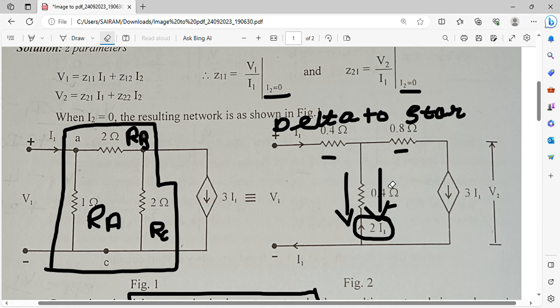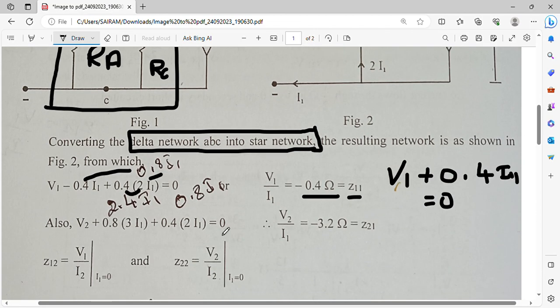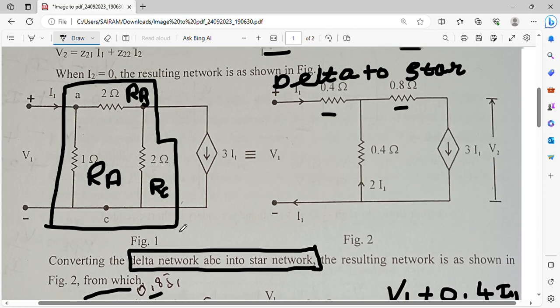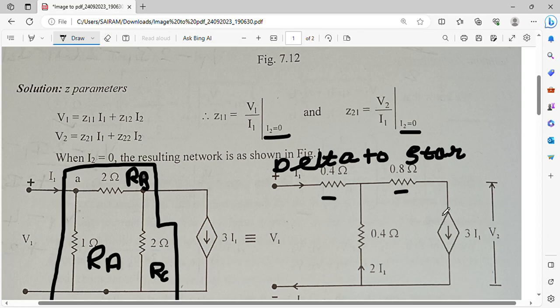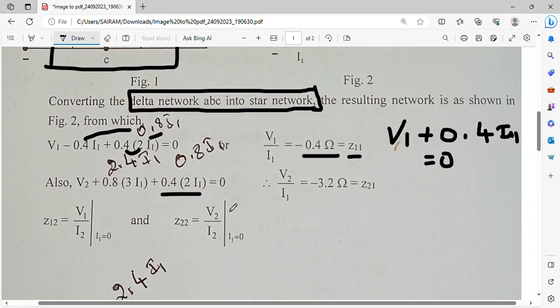What is here? It is nothing but V2. You are going to start from here. So it is V2 minus 0.8 I1. So once again it is plus 0.4 into 2I2. Here it is plus 0.8 into 3I1, because there is a current, 3I1, flowing through 0.8. So it is plus 0.8 into 3I1, and plus 0.4 into 2I1, which is equal to 0, right?